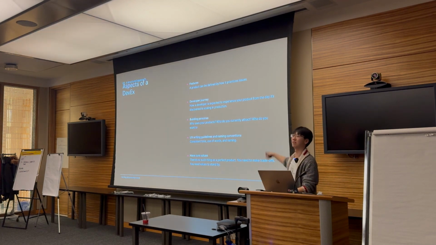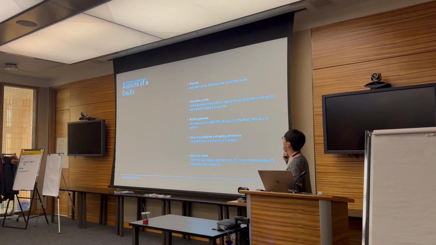And there's a lot more than this. This is just what worked in my experience. The first thing you have to care about is features. And a product can be defined by how it prioritizes issues and features. We'll talk more about this in a little bit. And also, you need to document the developer journey that you're really trying to have your developers follow as they use your open source product. This is something that paid products do really well, or they try to do really well, but often we just don't consider in open source.